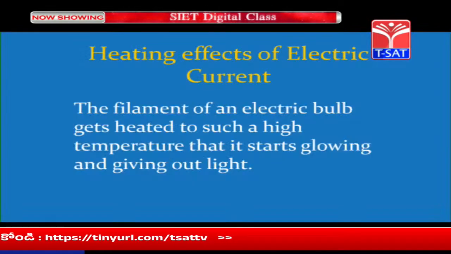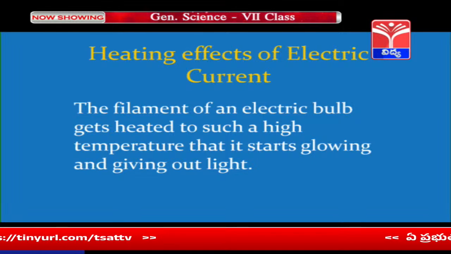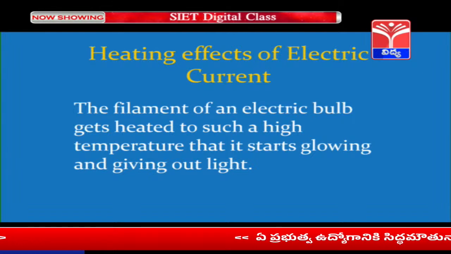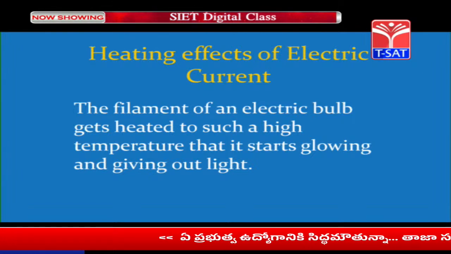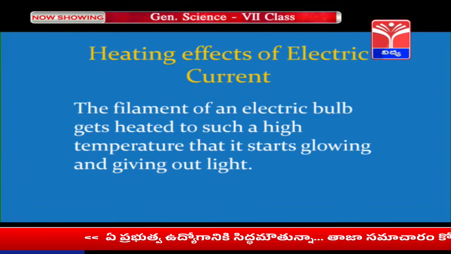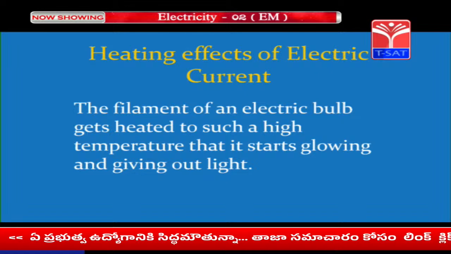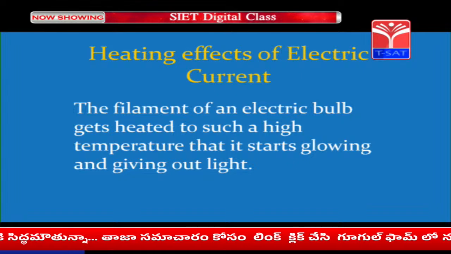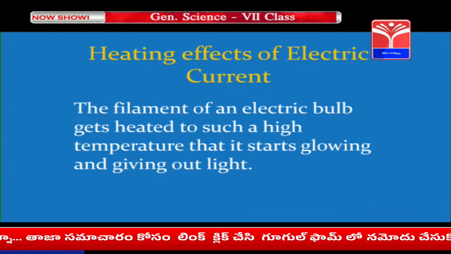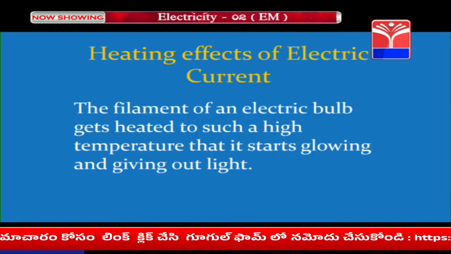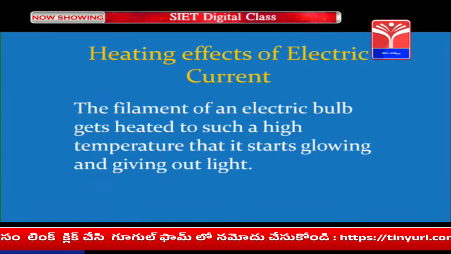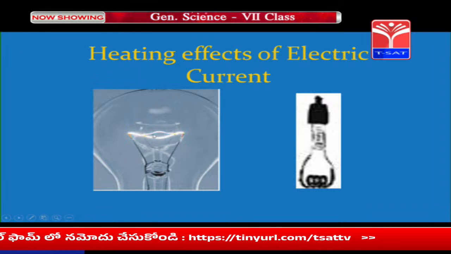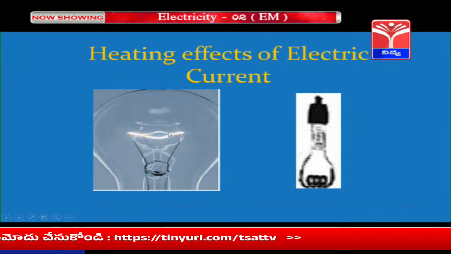Now, the filament of an electric bulb gets heated to such a high temperature that it starts glowing and giving out light. Children, do you know which metal is used as a filament in an electric bulb? Yes, the metal is tungsten. It gets heated up and its melting point is very high. Even though in a bulb we will see a small spring-like structure, it is made up of a metal called tungsten.